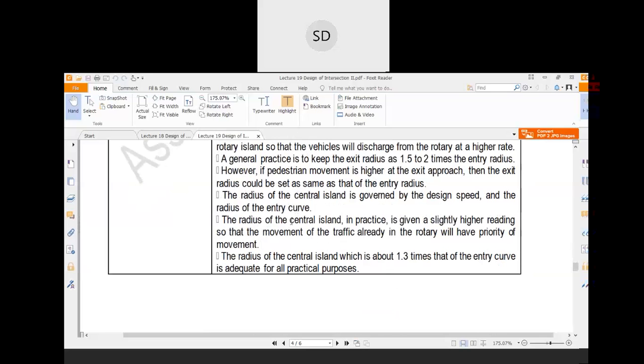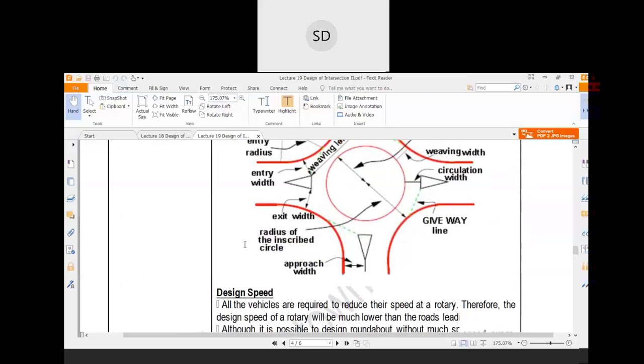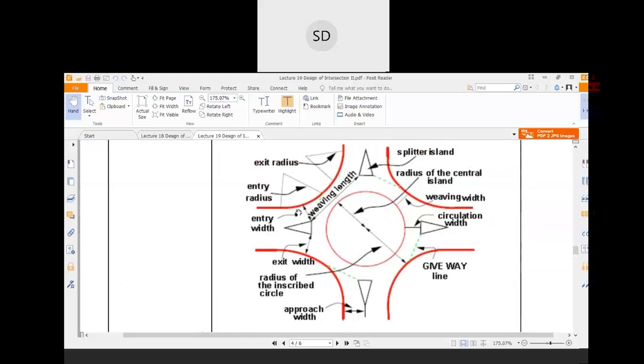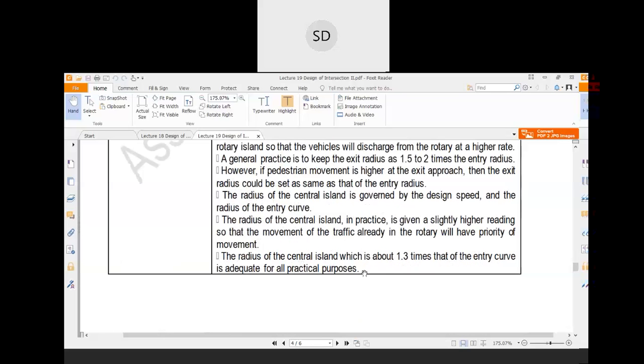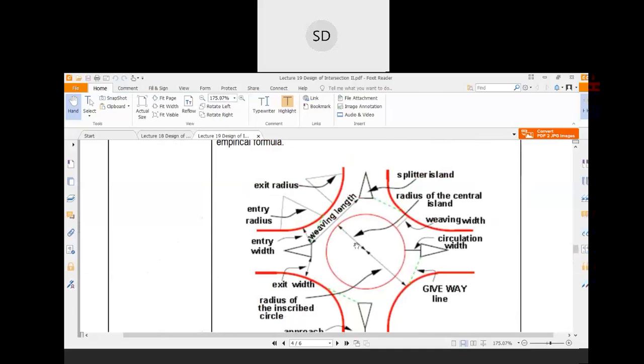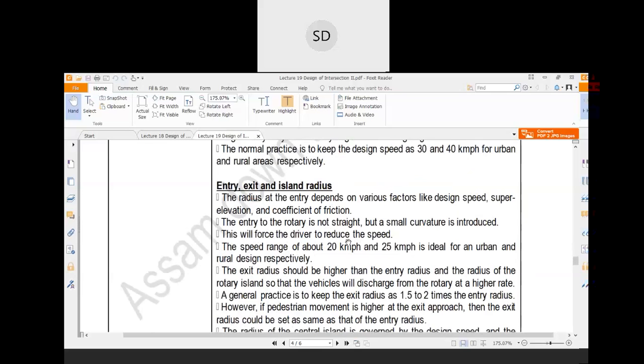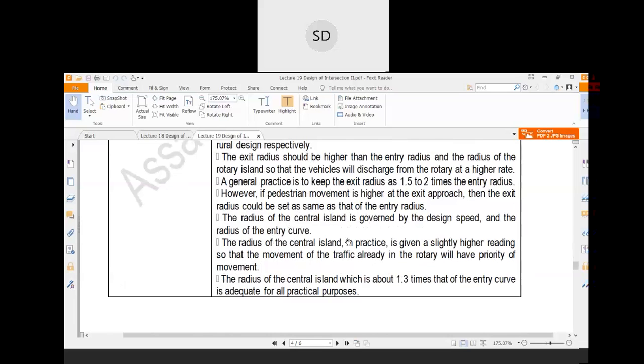Now the radius of the central island in practice is given a slightly higher value, so that the traffic already in the rotary will have priority of movement. If you increase the radius, you can accommodate many more vehicles over this area, and it will be beneficial for the rotary intersection. A central island radius of about 1.3 times that of the entry curve is adequate for all practical purposes. You can install different features there, like signposts or visually attractive things, your arts and culture, something like that.